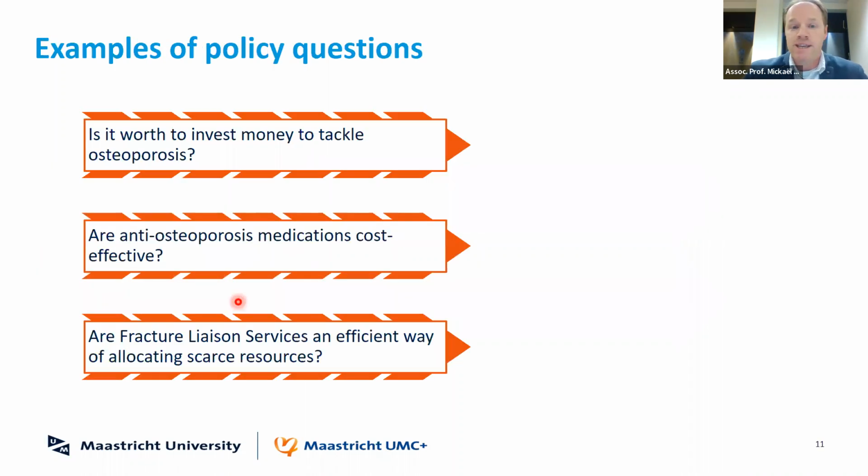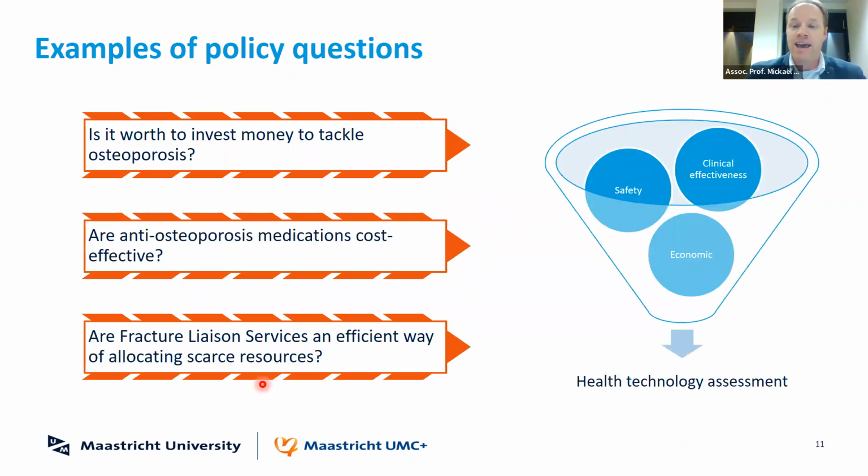Here are some examples of policy questions linked with health economics. Is it worth investing money to tackle osteoporosis? Are osteoporosis medications effective and cost-effective? Are fracture liaison services an efficient way of allocating scarce resources? And to answer these questions that are really important for policymakers, economic considerations are important.